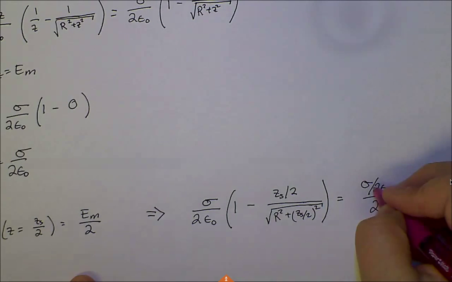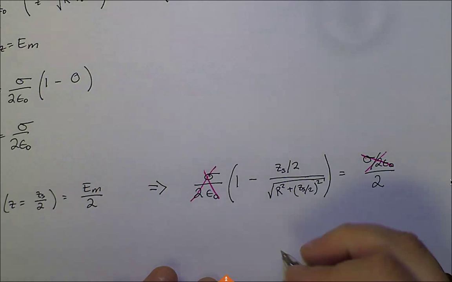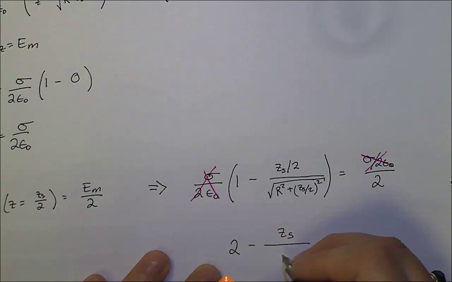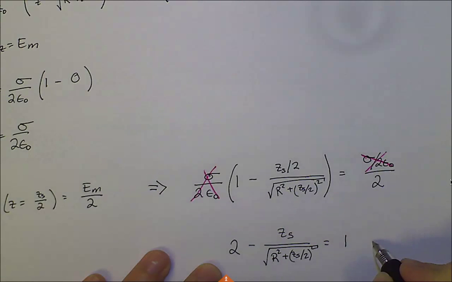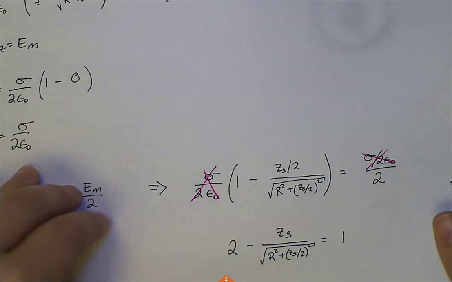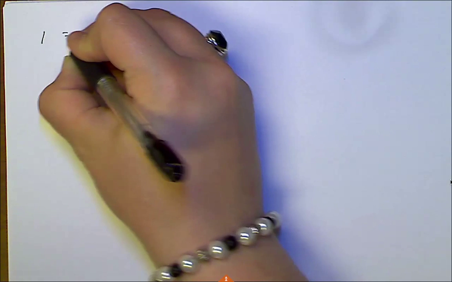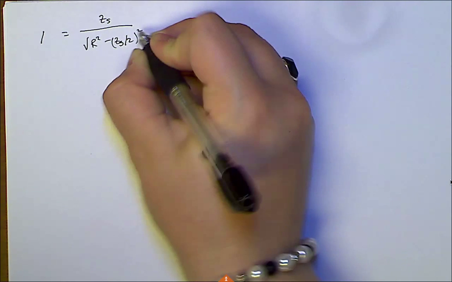So now let's do a little bit of simplification. Clearly the constants here cancel, which is nice. And I am able to write this as 2 minus zs over the square root of r squared plus zs over 2 quantity squared is equal to 1. So now I'm going to add this to both sides, subtract 1 from both sides. Let's line everybody up again here. All right. So I get 2 minus 1, that's just 1, equals zs over the square root of r squared minus zs over 2 squared.